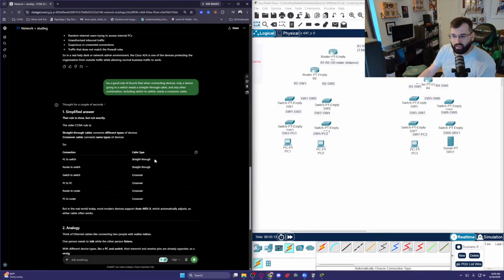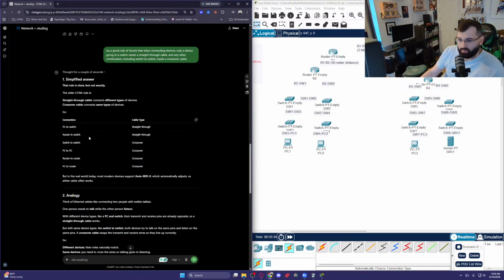Is close but not exact. The older CCNA rule: crossover cable connects different types of devices. Oh, sorry, straight through. Cross cable connects same type devices. But so PC to switch, router to switch, switch to switch. No, so I'm right. This rule of thumb is stupid. That doesn't help. So straight through cables connect different types of devices. Well, that's wrong. These are different types of devices, the PC and the router, and it uses a crossover.